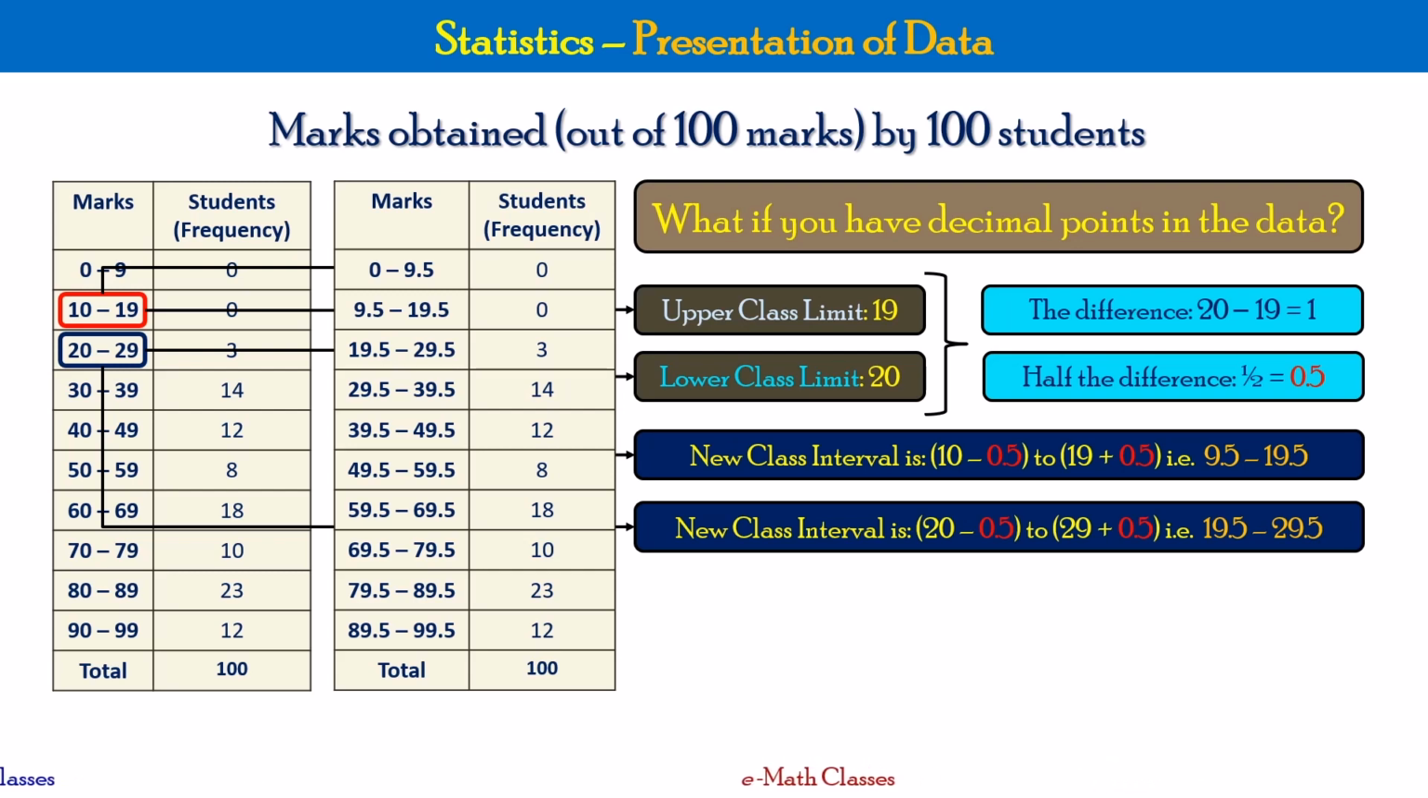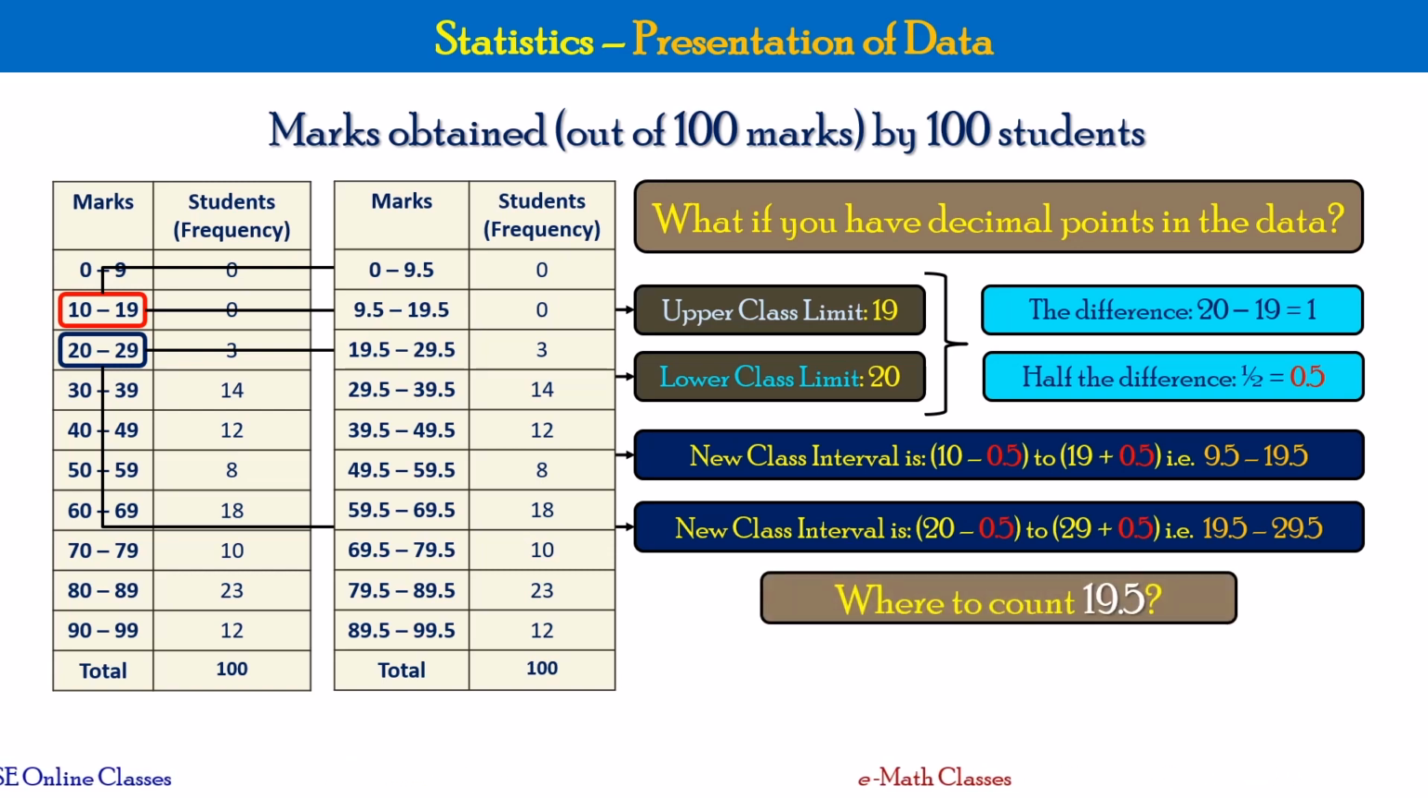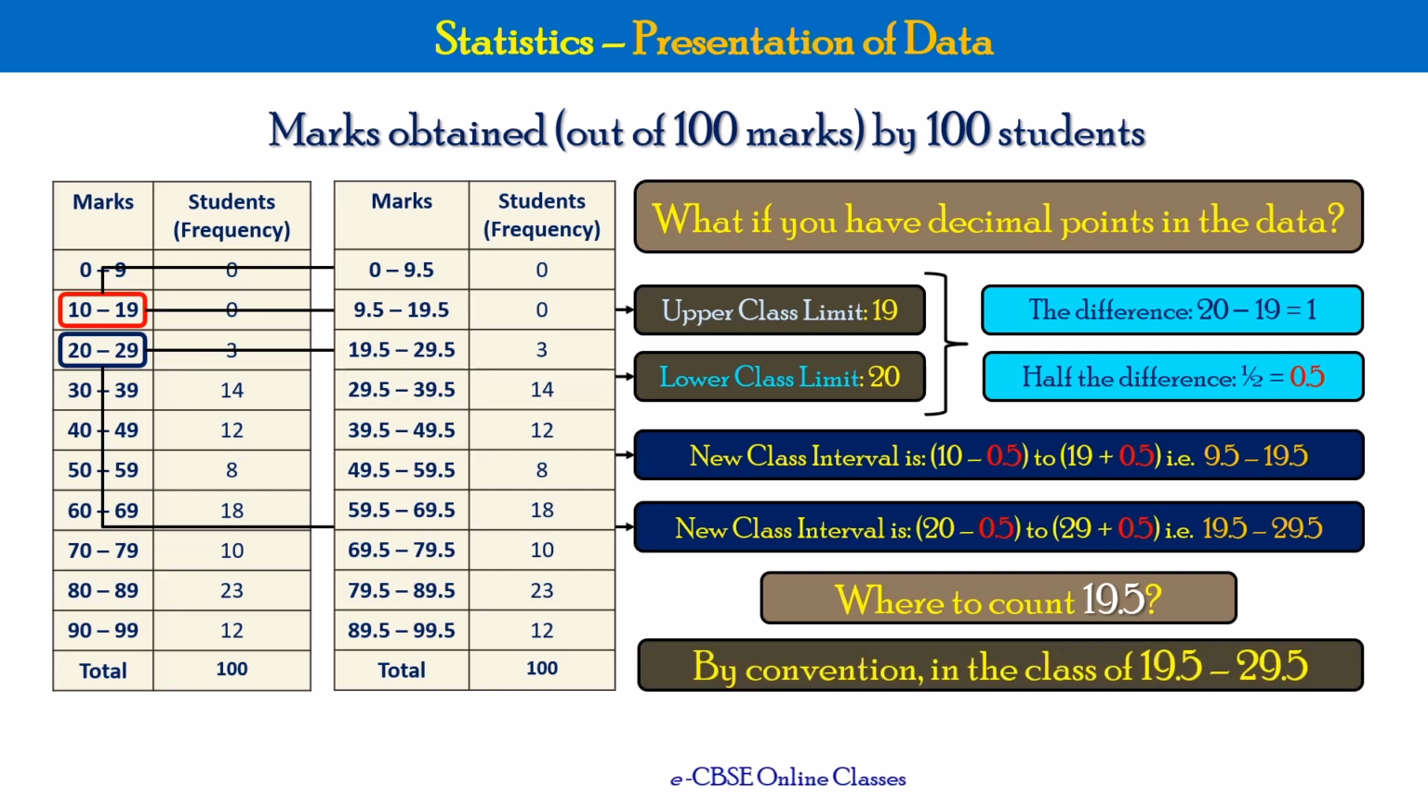Now, some of you must have already noted that each class's upper limit is exactly matching the lower limit of the next higher class. As an example, 9.5 to 19.5 and 19.5 to 29.5 both have 19.5 included in them, correct? So if you encounter a data point which is exactly 19.5, where will you count that? Will you count that in 9.5 to 19.5 or 19.5 to 29.5? You can't count it in both the groups, correct? So by convention, you need to count that in the class of 19.5 to 29.5.